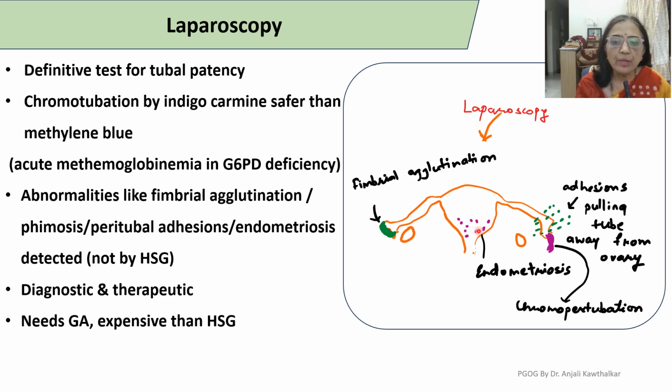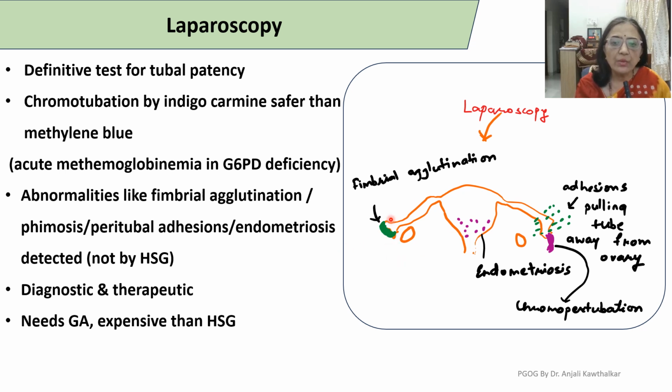Endometriosis, we can see the endometriosis spots also, and that can help us to diagnose endometriosis when we do the laparoscopy. And endometriosis can add to the tubal factor by presence of peritubal adhesions. Another advantage of laparoscopy is it is diagnostic as well as, in the same sitting, it can be therapeutic. That means we can do adhesiolysis, we can take care of endometriotic lesions. We can do the surgery for this fimbrial agglutination in the same sitting.